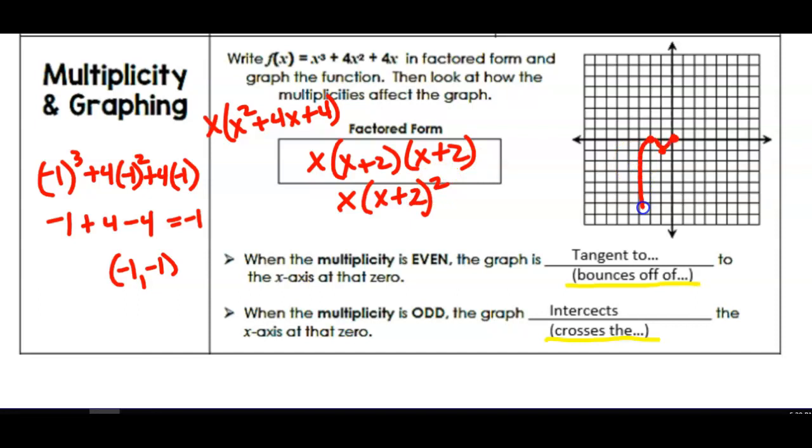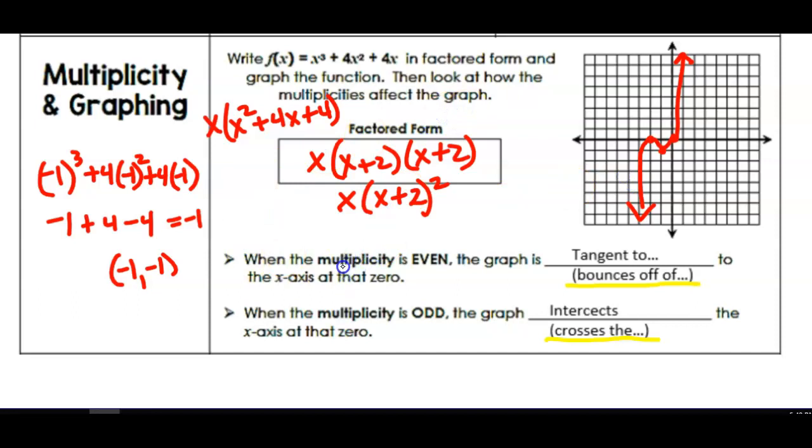And then it goes through 0, 0. If I put in a +1, I get 1 plus 4 plus 4, I get out a 9. So it goes up really quickly after that, okay? You can type it on your calculator if you want.